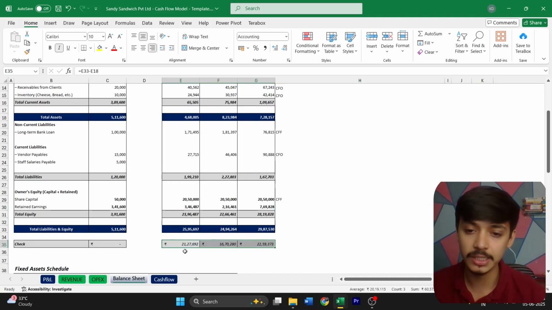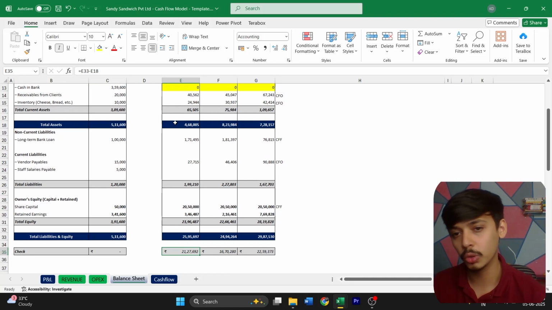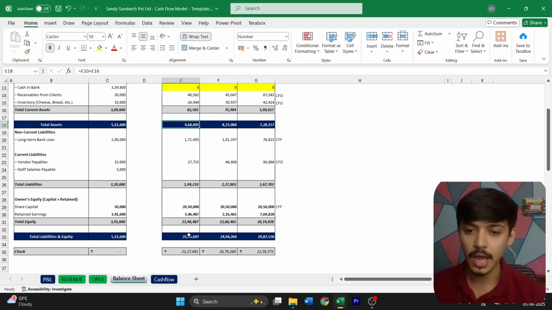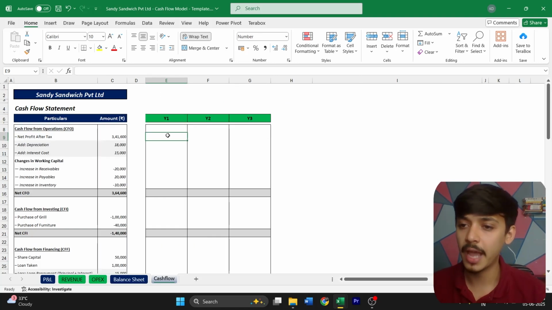Currently we can see that there is a check balance we have, and in the current year we have it as 0. The check balance is the difference between the liabilities and the assets. So we can see that the total assets are at 468 and we have 2595 as our total liabilities. So there is a difference of 21,27,000, which if we get through our cash flow statement, the balance sheet will tally. We will start with cash flow from operations.